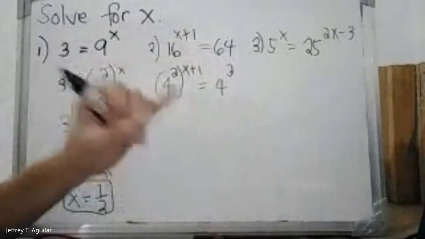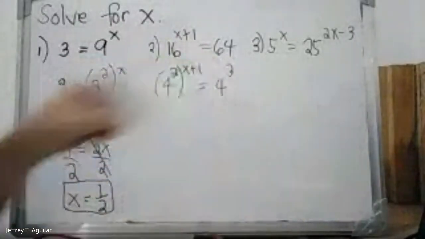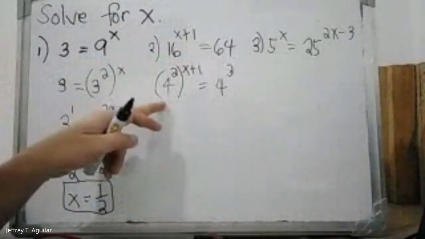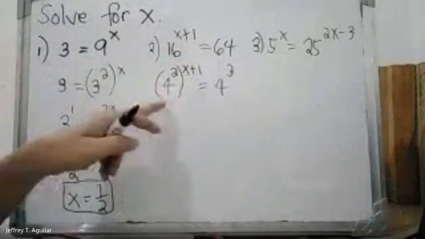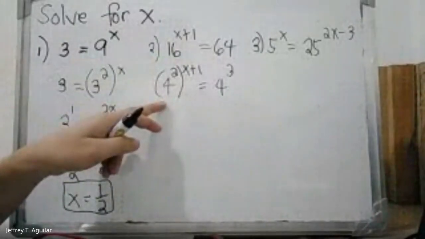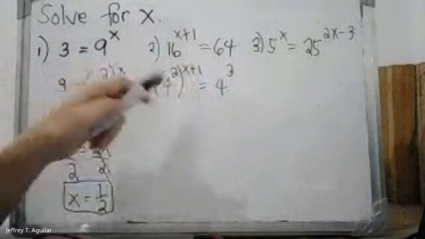Because this is 4 times 4, 16 times 4, that is actually 64. Again, our main objective is to have the same base. And this is what we did. So on the left portion, this is using again the third property because we have the conflict of exponents. But you have to be careful.